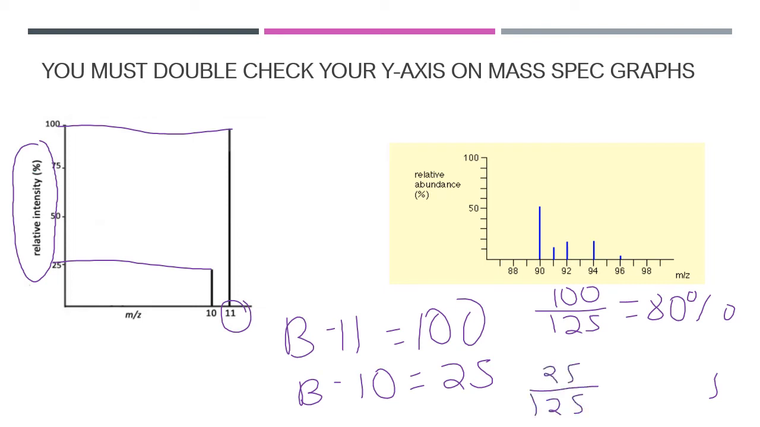And then 25 out of the 125 would be 25 divided by 125. I keep typing that in wrong. That would be 20% abundant. And then you could go on and solve the problem like normal.